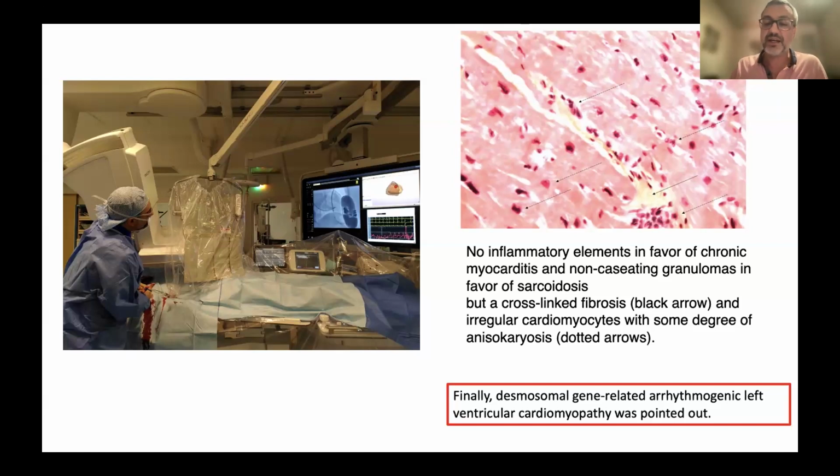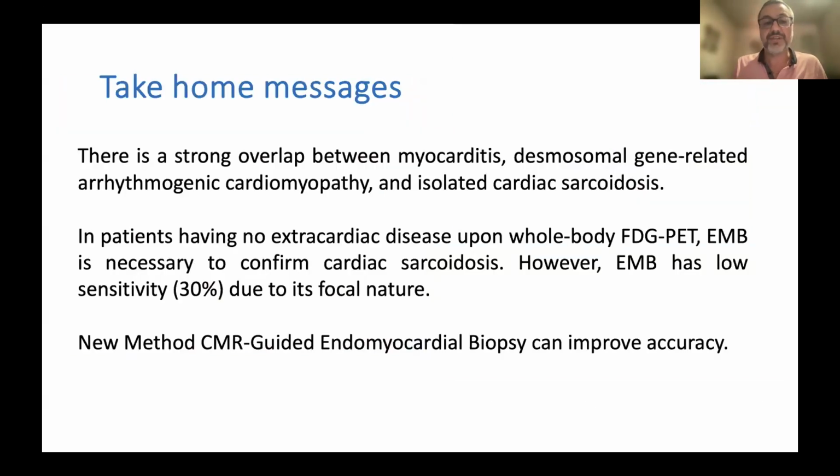And finally, a desmosomal gene-related arrhythmogenic left ventricular cardiomyopathy was pointed out. So, to take a message, there effectively exists a strong overlap between myocarditis, desmosomal gene-related arrhythmogenic cardiomyopathy, and isolated cardiac sarcoidosis. But the treatment for the different diseases is not the same. It's clear to use immunomodulation for some, for others no, in patients having no extracardiac disease upon whole body FDG PET.